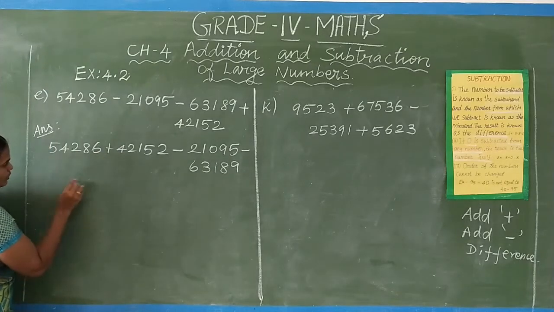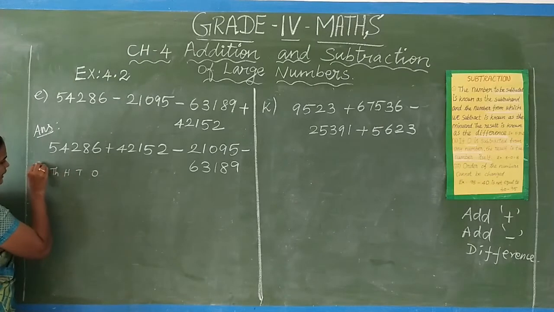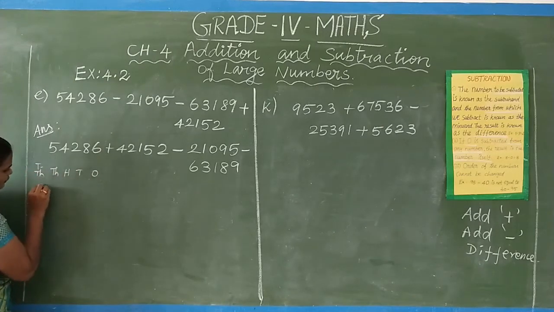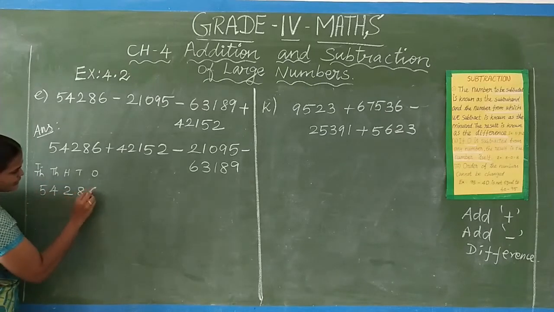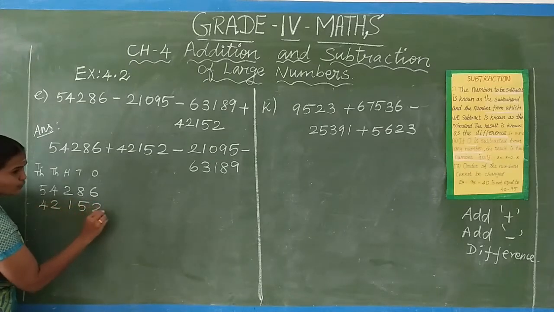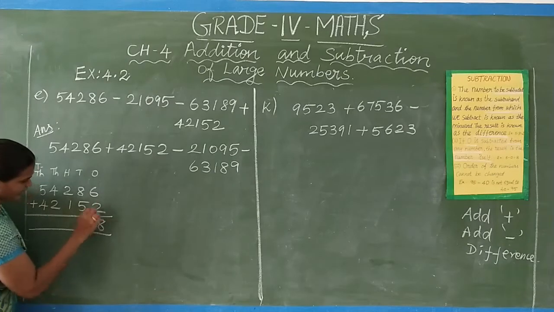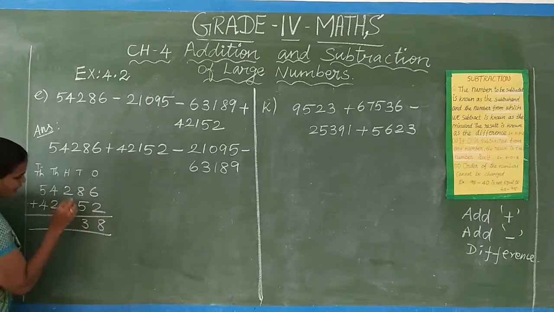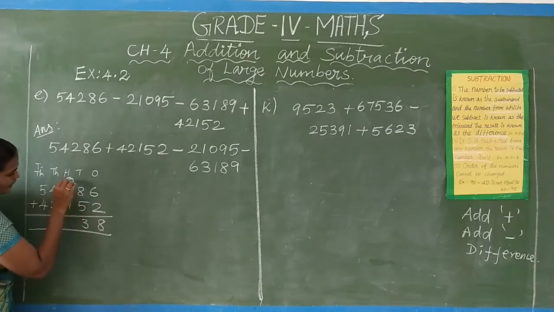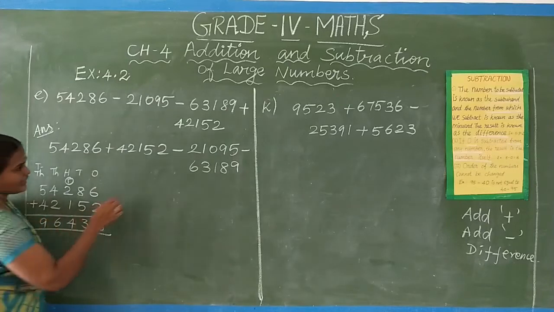So ones, tens, hundreds, thousands, 10,000s. So 54,286, second number 42,152. You add these two terms. 6 plus 2, 8. 8 plus 5, 13, 1 carry over. 1 plus 2, 3. 3 plus 1, 4. 4 plus 2, 6. 5 plus 4, 9. Next are the negative terms.